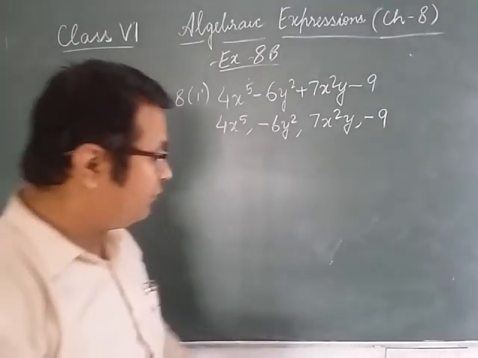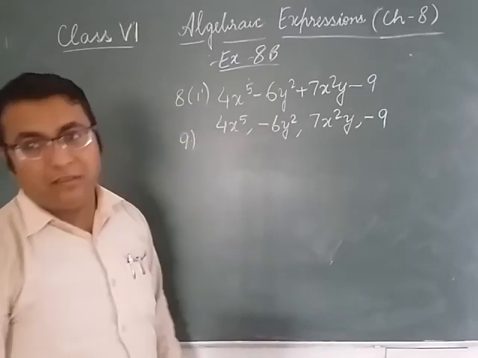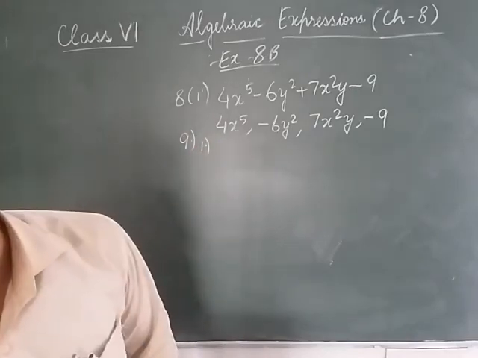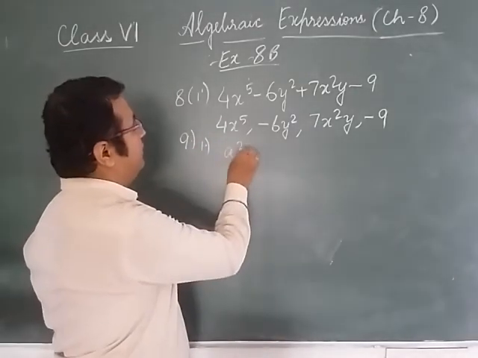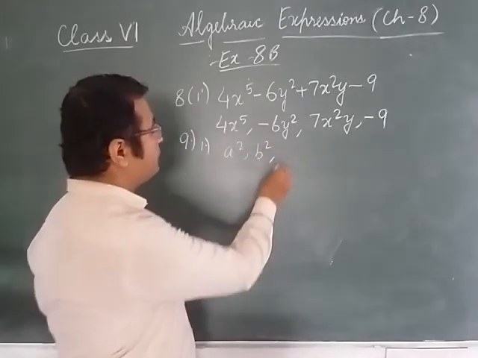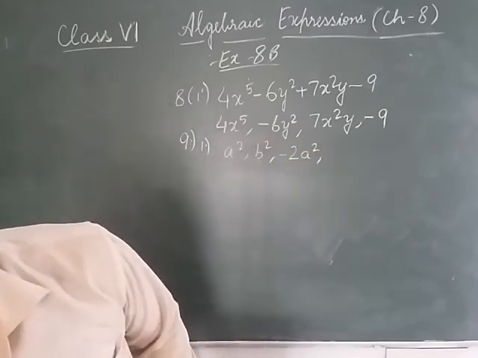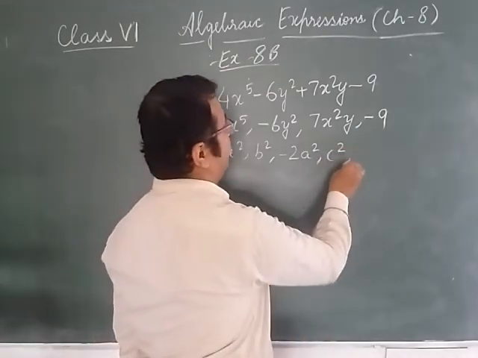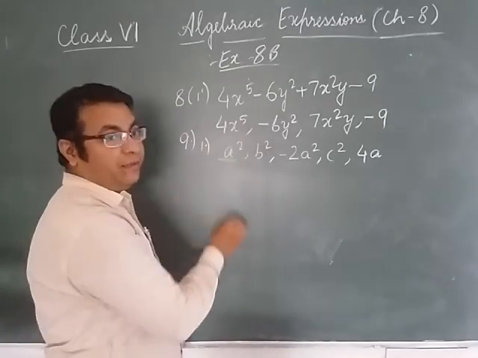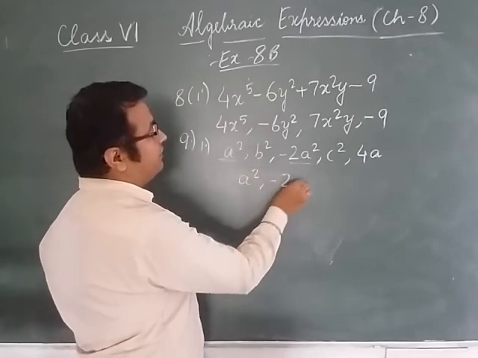Now in question number 9 you have to identify the like terms. Like terms are those terms which have the same variable. Let us see first part. a square b square, minus 2a square c square and 4a. So here the like terms are those which have the same variable. As you can see here the variable is a square and here also it is a square. So like terms are a square and minus 2a square.